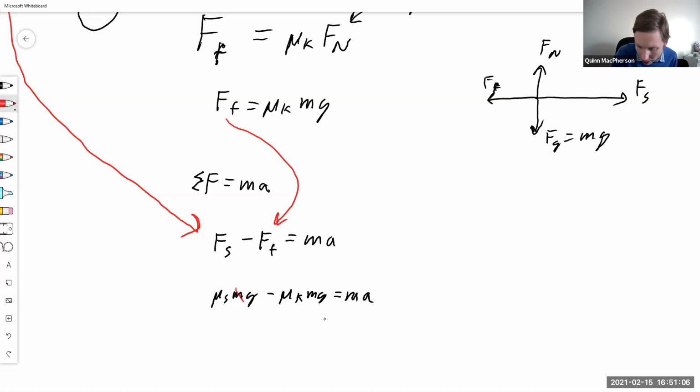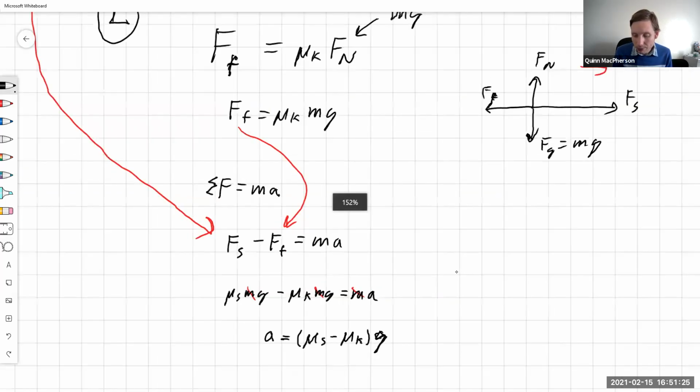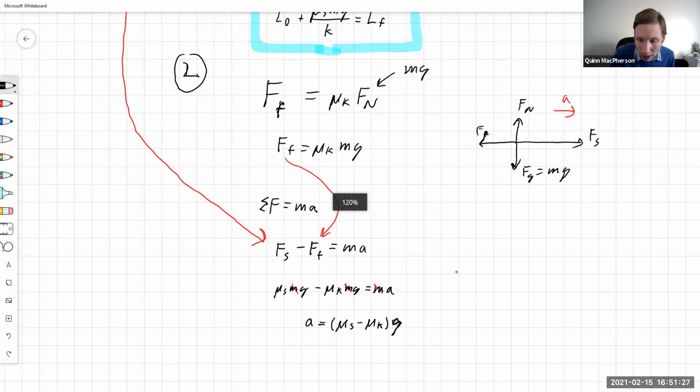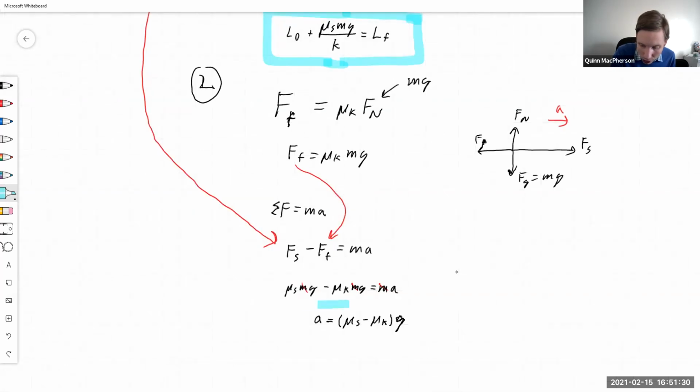We can cancel the m's, and we find that the acceleration is equal to, and I'm going to rewrite this a little bit, mu S minus mu K, times g. All right, and that gives us our acceleration. We could check the units of it. The mu's are unitless, and g has units of acceleration, so that matches acceleration.